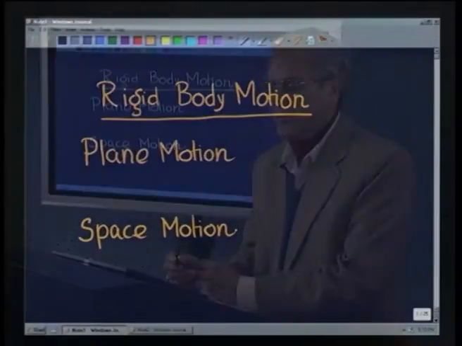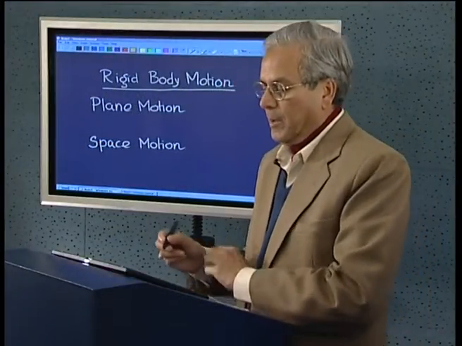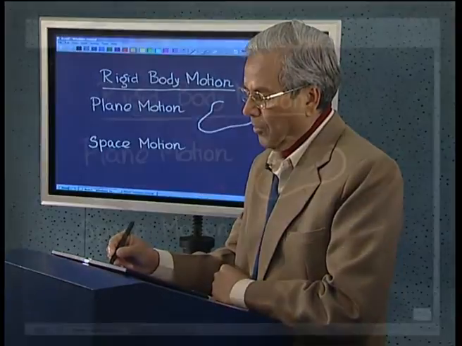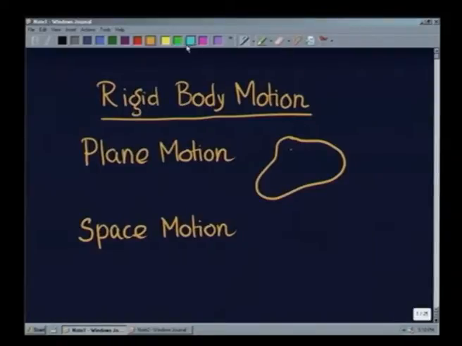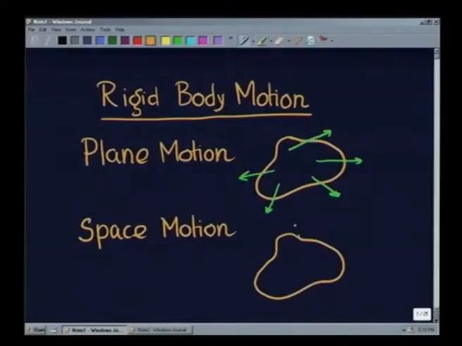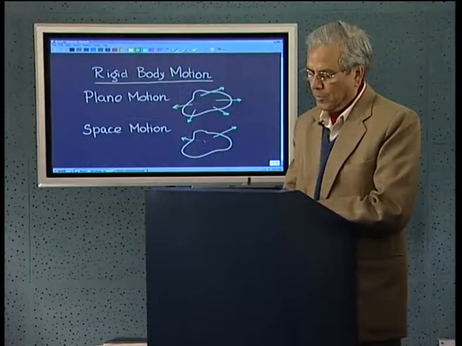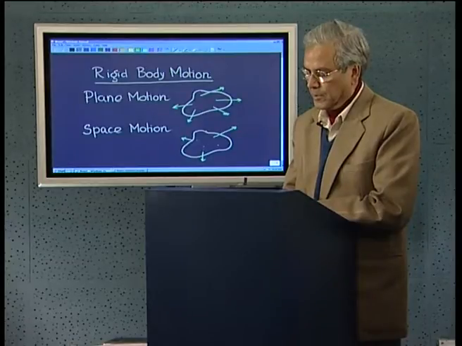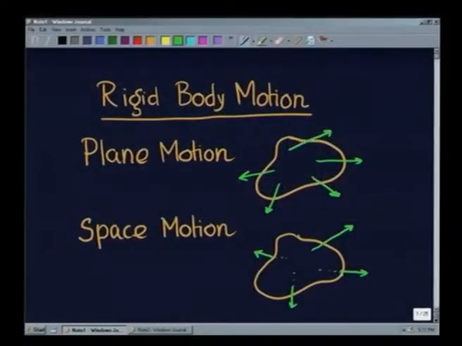Now, when we call the motion of a rigid body a plane motion, it is the situation where all the particles of a rigid body move in different directions, no doubt, but at any instant of time all the velocity or displacement vectors lie in one plane or in parallel planes. On the other hand, in case of a space motion of a rigid body, the velocity vectors of different points will not lie in the same plane or parallel planes.